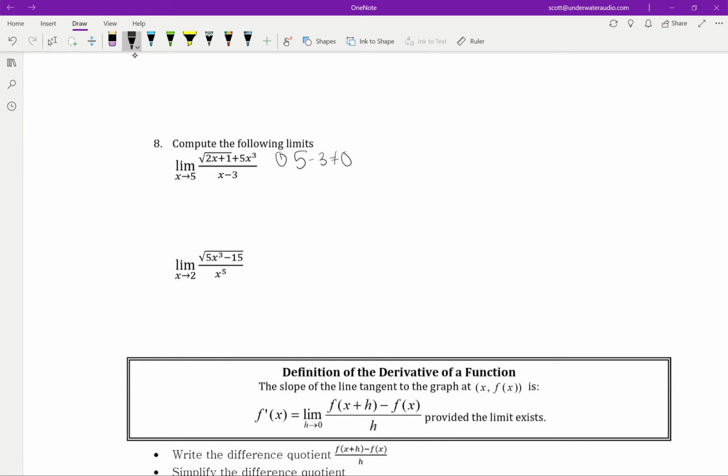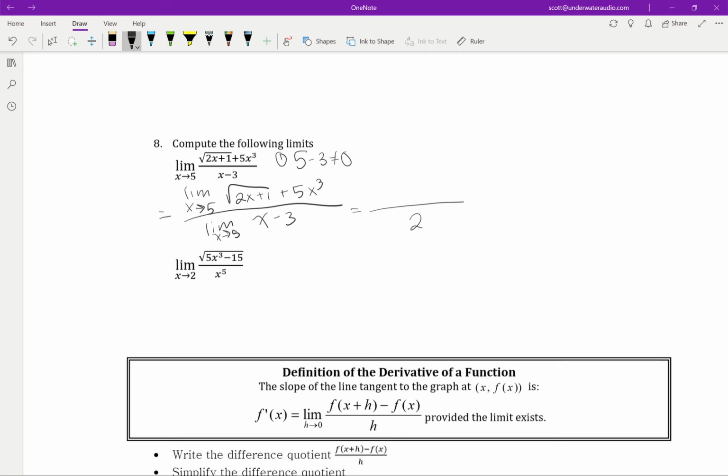I know that this is equal to the limit as x goes to 5 of 2 square root 2x plus 1 plus 5x cubed, divided by the limit as x goes to 5 of x minus 3. The bottom is just a polynomial, so I can just plug it in. 5 minus 3 is just a 2.